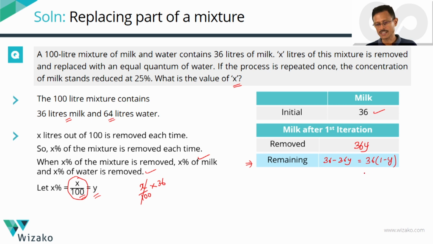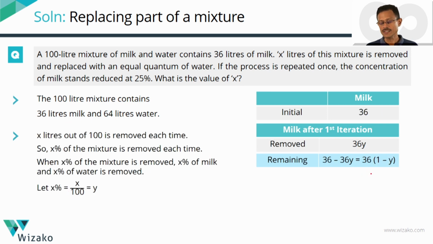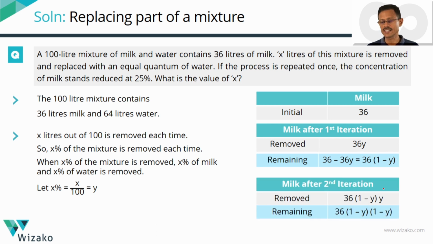Now, the second process, we're repeating it again. What is going to happen? We're going to be removing some more milk out of it. How much milk will be removed? However much milk is there, Y of that is going to be removed. So what we are going to remove the second time is 36 into (1 minus Y). That's what was remaining at the end of first iteration. We are removing Y of that. So how much will be left? 36 into (1 minus Y) minus whatever was removed, which is 36 into (1 minus Y) into Y.